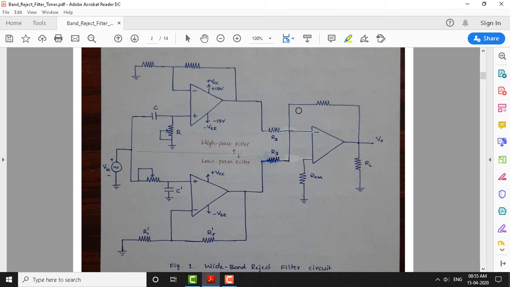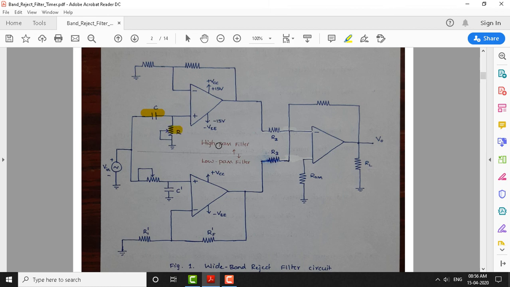The circuit diagram of wide band reject filter is as shown here. It contains three operational amplifiers. The gain of the top op amp can be called A1, the gain of the bottom op amp A2, and finally the gain of the summing amplifier A3. The bottom filter is a low pass filter, because the resistance is followed by the capacitance. The upper filter is a high pass filter because the capacitance is followed by the resistance.